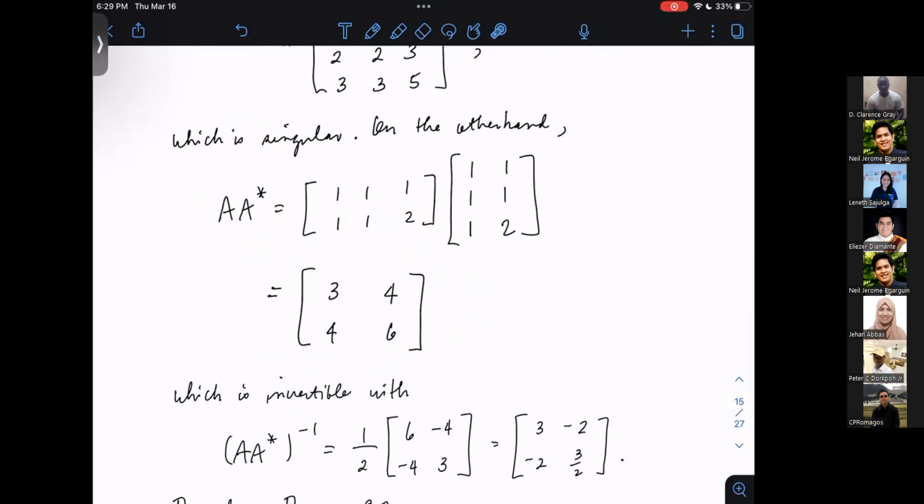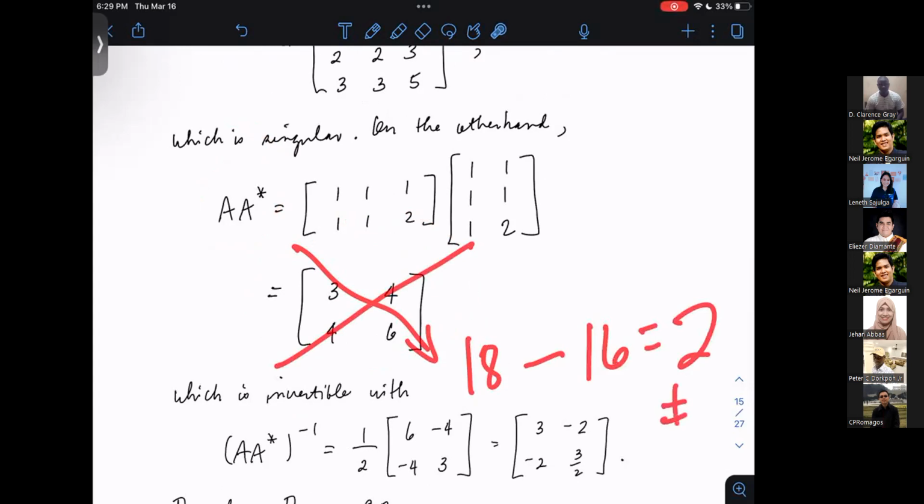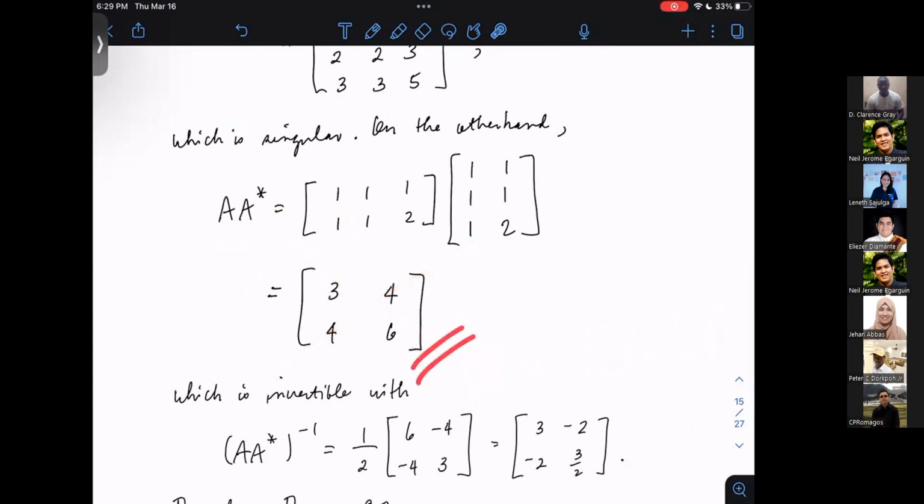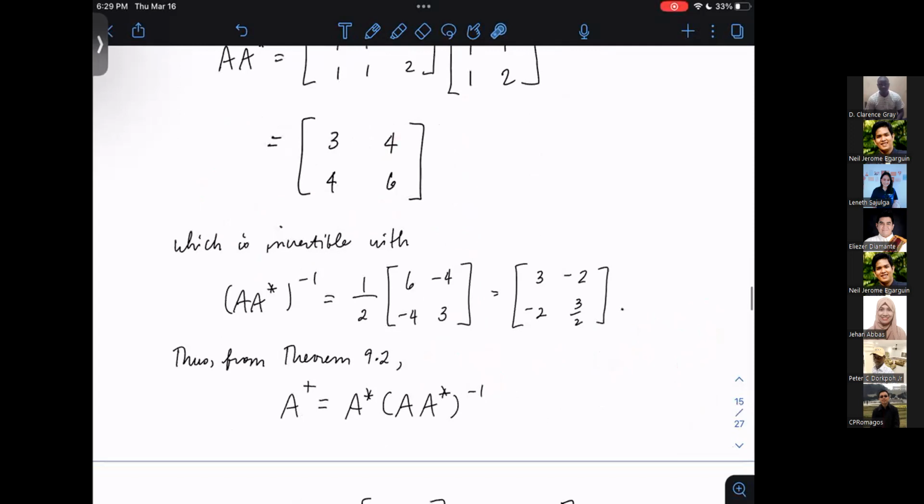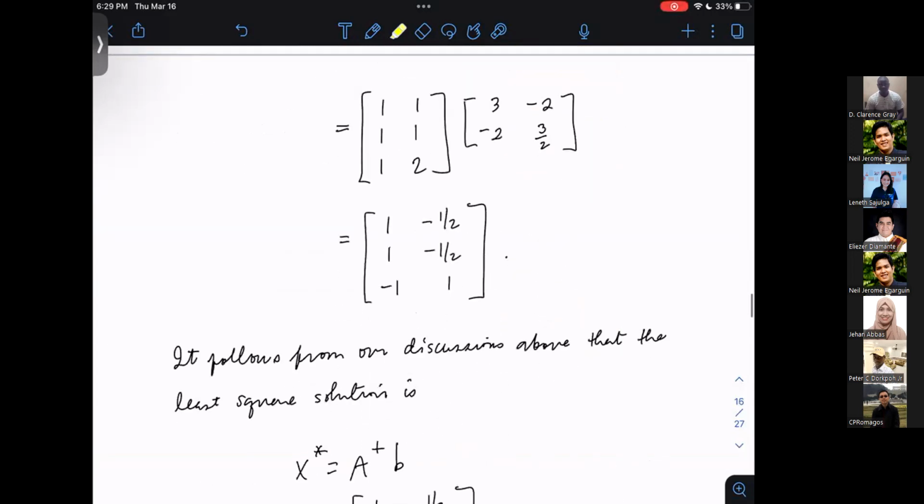Remember the test for invertibility of a 2 by 2 matrix? You just get the determinant. The determinant is what? 18 minus 16. That's equal to 2, not equal to 0. So this matrix is invertible. And actually, for 2 by 2 matrices, we have a formula for the inverse, which is this, right? So luckily, A A conjugate transpose is invertible. So we can use that inverse to compute the pseudo inverse. So again, from theorem 9.2, here is our pseudo inverse.